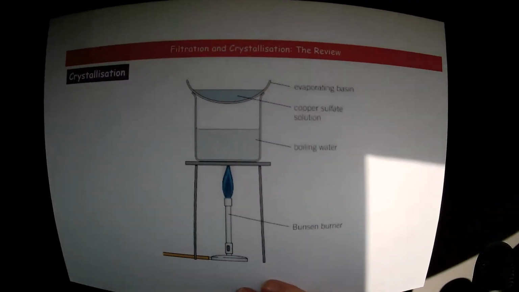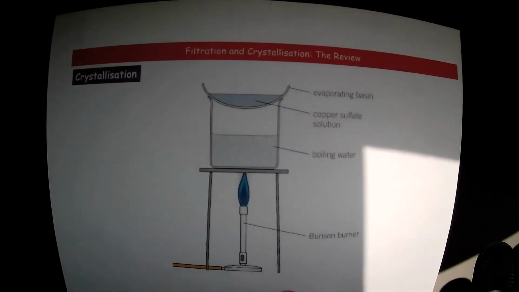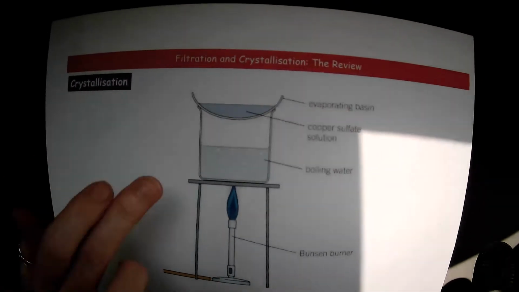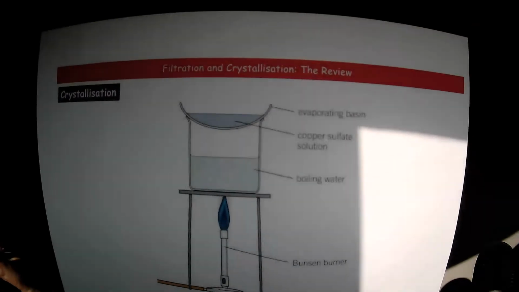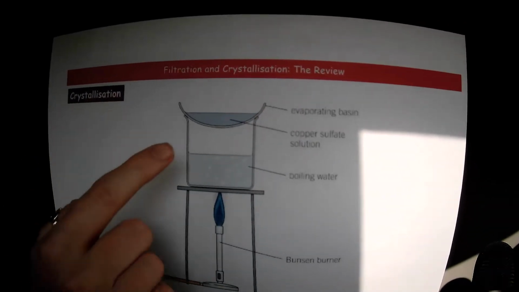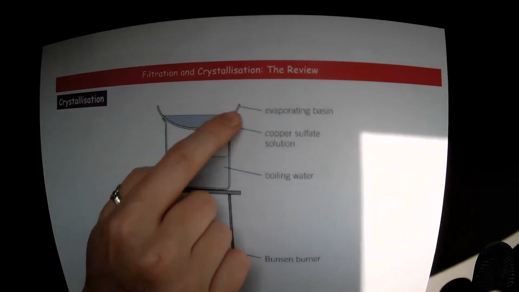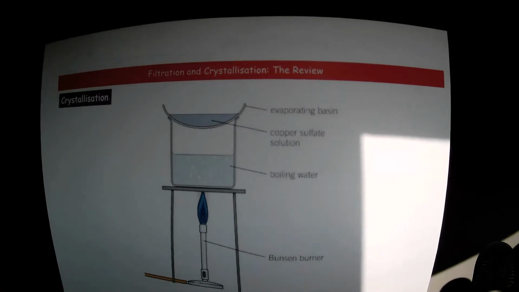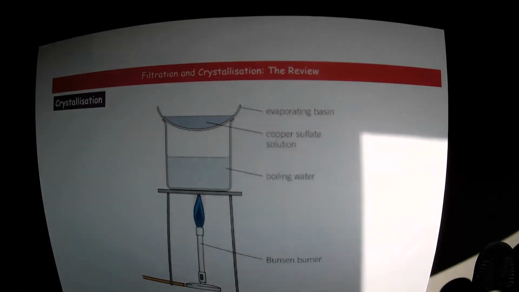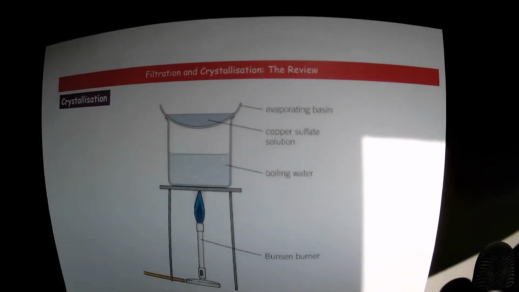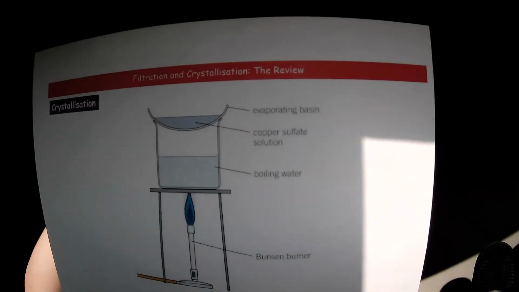Now, crystallization is where we actually want to get the solid from the dissolved solution. Okay, so if we've got a solution here, think salt water, then what we're wanting is the salt. So what we do is we put a little evaporating basin on top of a beaker of water over our Bunsen burner, and we're going to heat it gently. That's why we've put the beaker of water here, to allow it to heat gently rather than directly heating the evaporating dish and leading to lots of spitting.